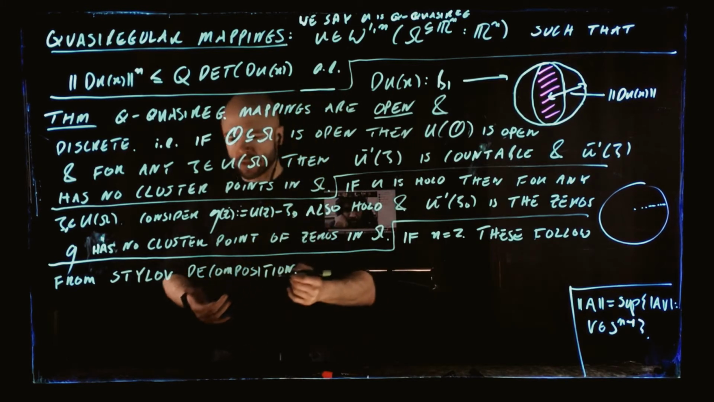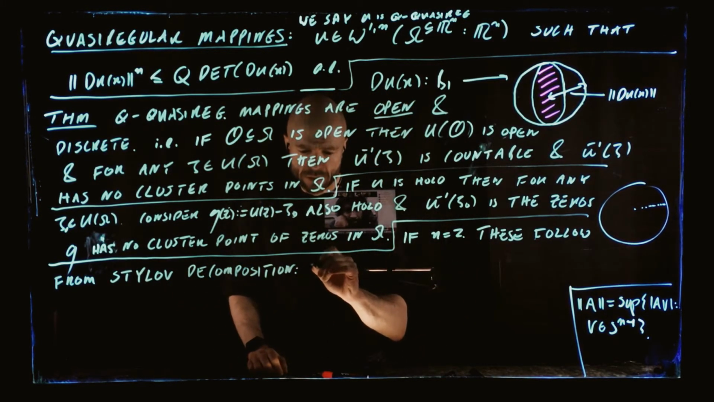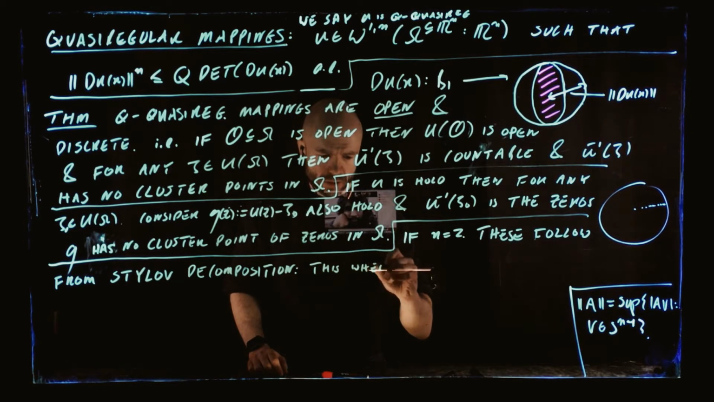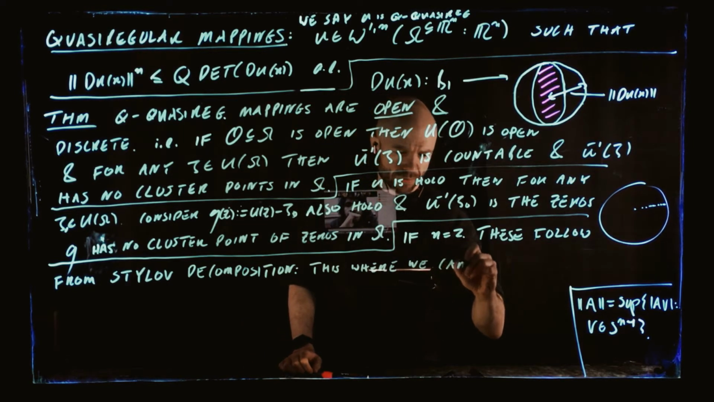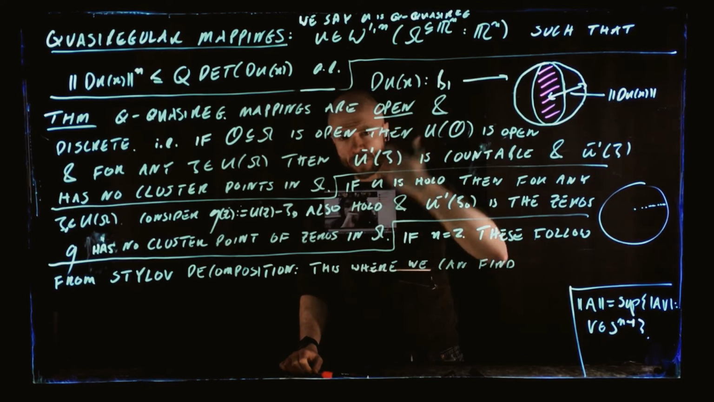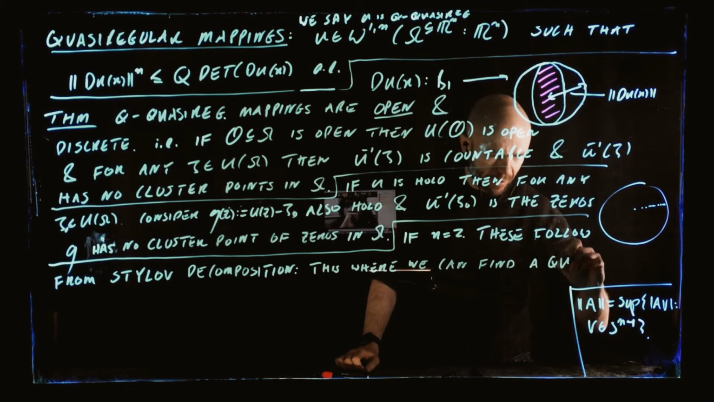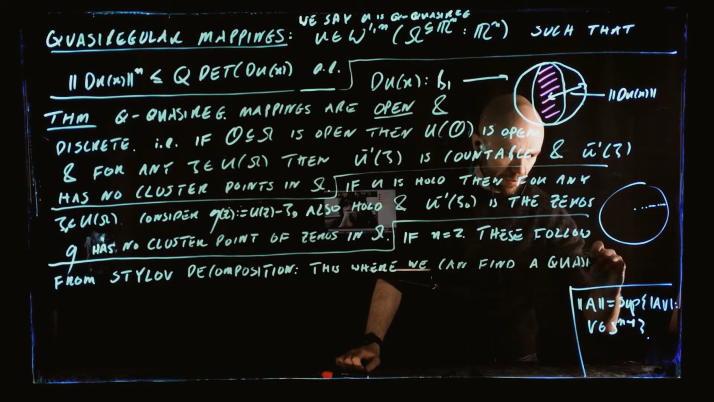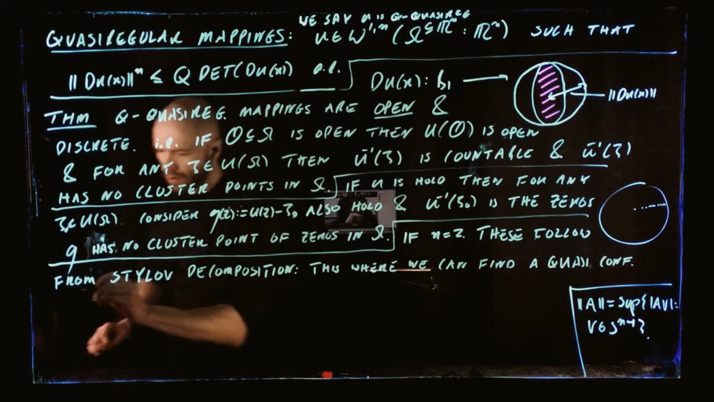So, what is the Stoilow Decomposition? This is where we can find a quasi-conformal mapping, which means a quasi-regular mapping that's invertible. So, a quasi-conformal mapping, i.e. quasi-regular that's invertible.